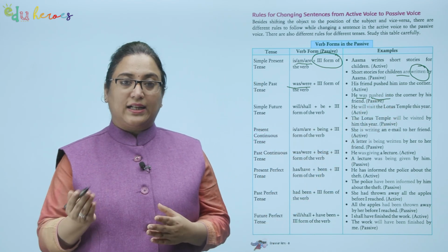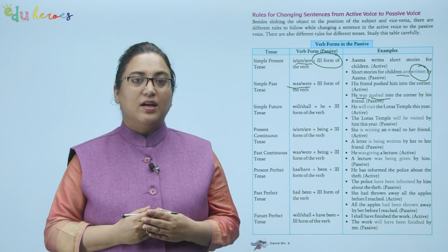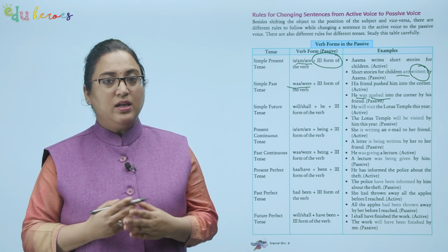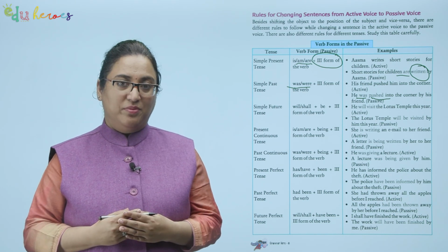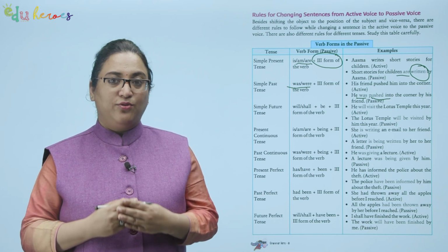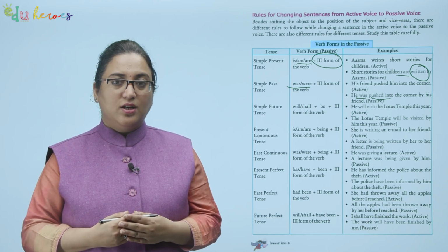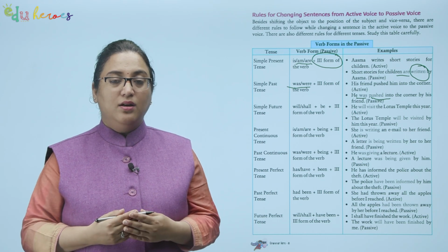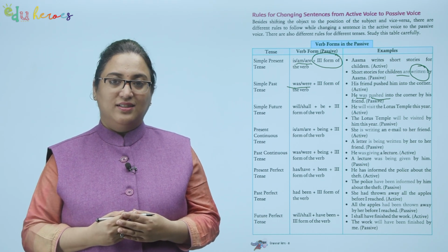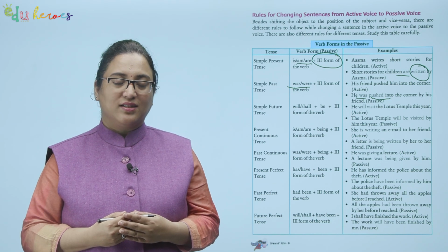So, this is exactly what you need to change them. Now, in simple future tense, we will use will or shall plus be plus the third form of the verb. He will visit the lotus temple this year. Active voice. How do we change? The lotus temple will be visited by him this year. This is the passive voice.